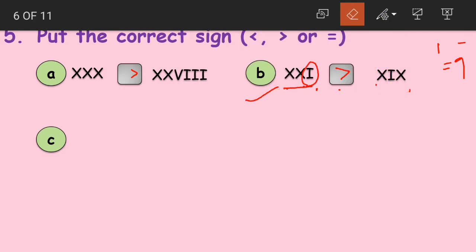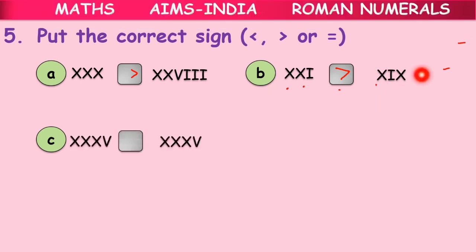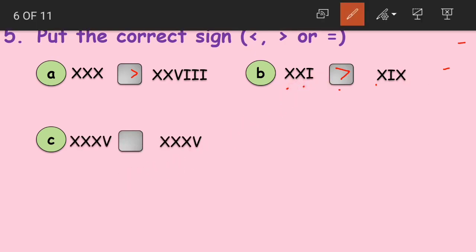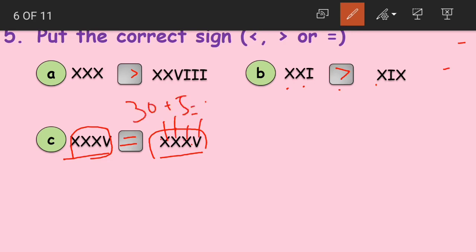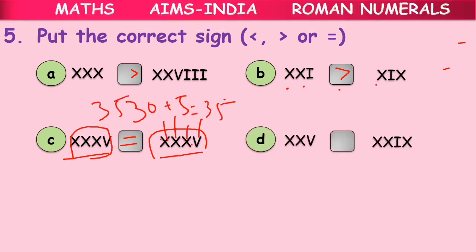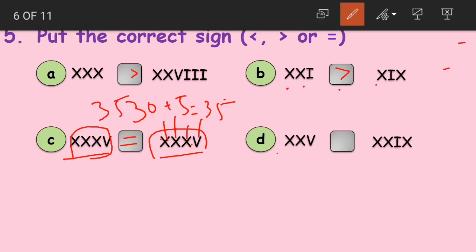Is this clear children? How did we solve this? First we converted the Roman numerals into Indo-Arabic numerals. Then we compared both of them and put the symbol here. Now look at these two Roman symbols. Both the symbols are exactly the same, so we can simply put the equal to sign here. XXX becomes 10 plus 10 plus 10, which is 30. Then 5. 30 plus 5 becomes 35. Both the symbols here stand for 35, so we can say both the symbols are equal to each other.